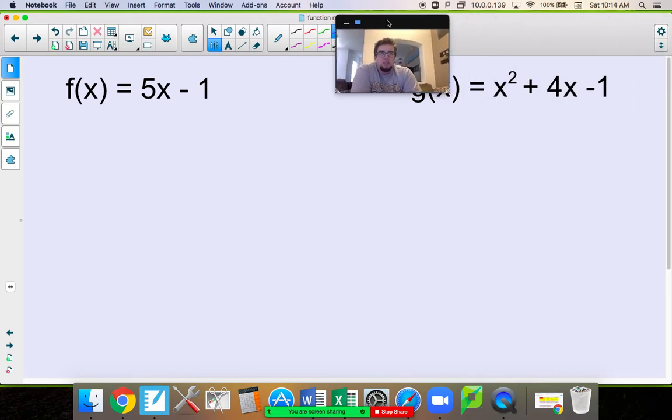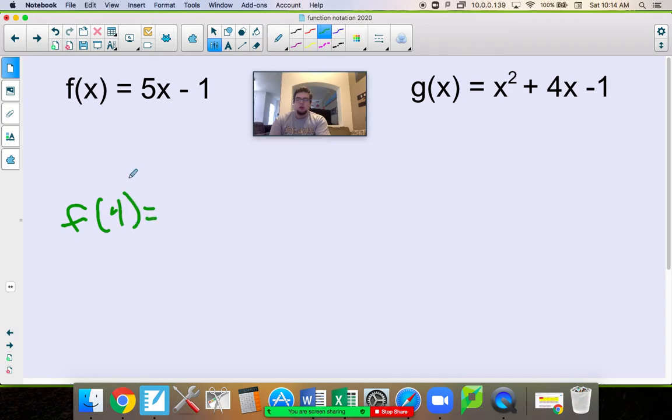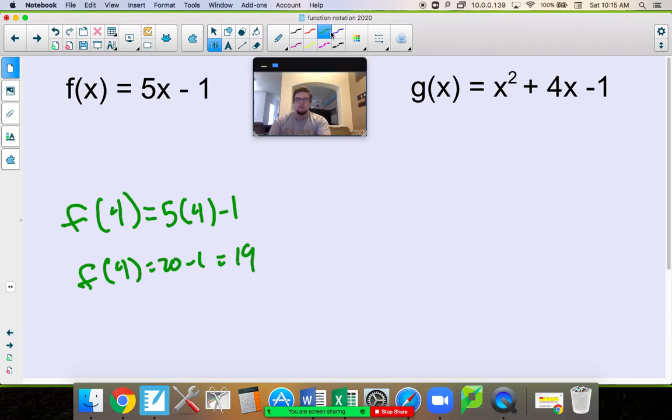I'm going to block the pen, so I'm going to put myself right here. So f of x and g of x mean the exact same thing, but the only difference is the name. So down here, if I said f of 4, you'd know that I want to use the f of x function with the input of 4. 5 times 4 minus 1. f of 4 would then be 20 minus 1, which gives us 19.